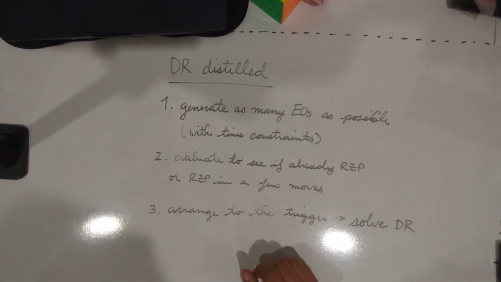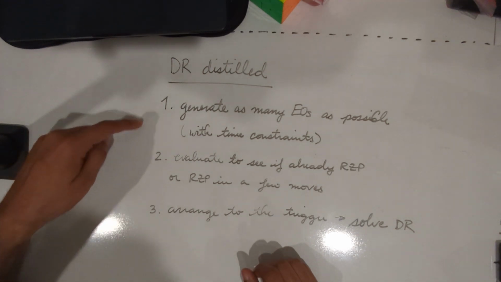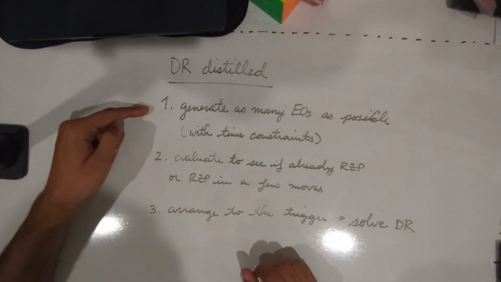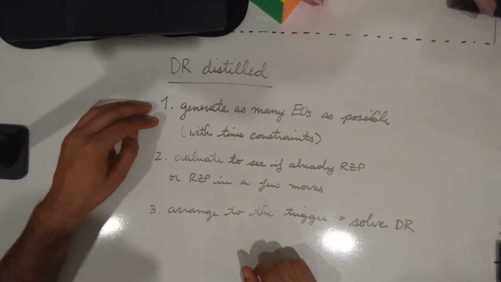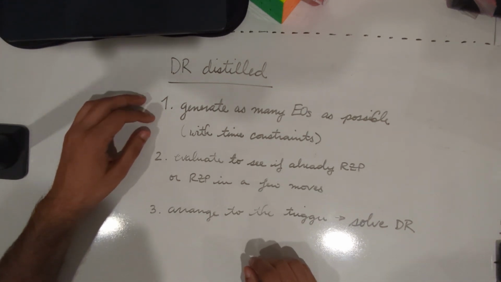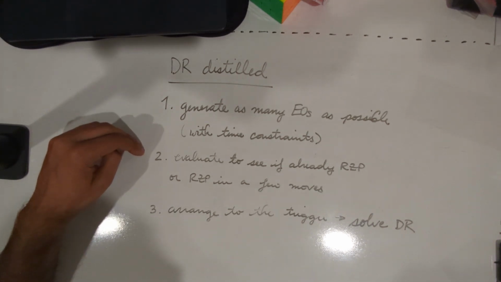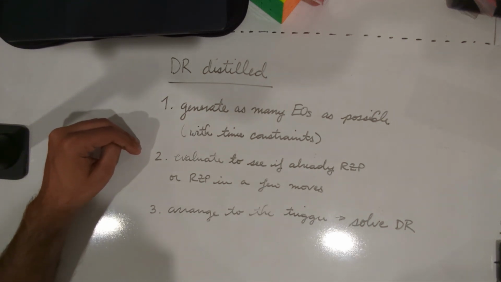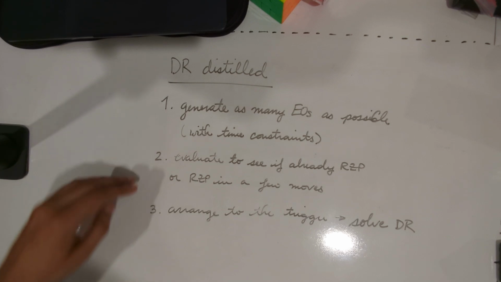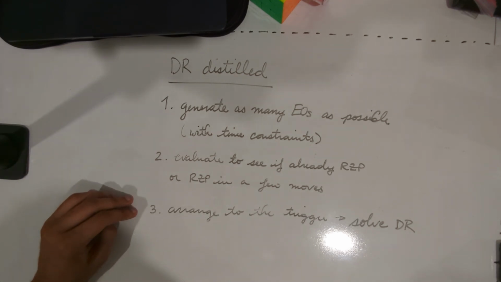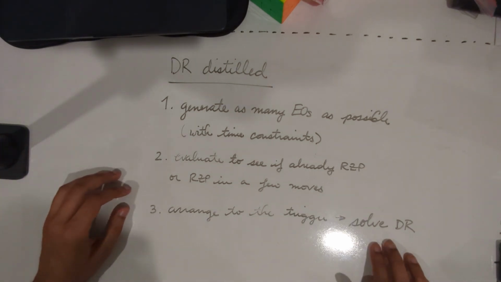We've now learned how to get to DR in theory. We follow these 3 steps. 1, we generate as many EOs as possible within the time constraints. This is all based off of the information I gave in the last video. Then we evaluate each of them to see if it's already in RZP or if we can get to RZP within a couple moves. Then we look at all the states that are in RZP and check to see if we can arrange them to the trigger in a small number of moves. And then from there, we just execute the trigger to solve DR.